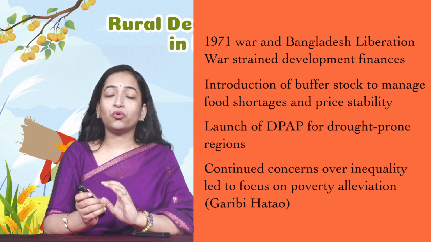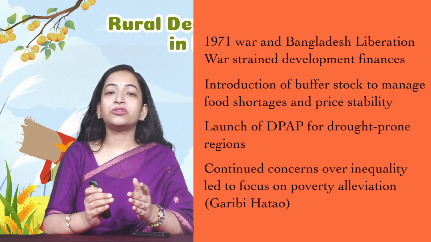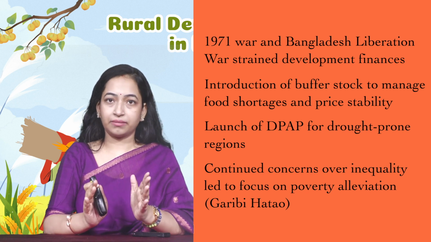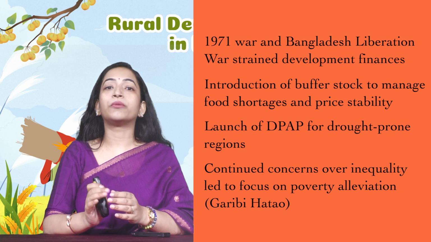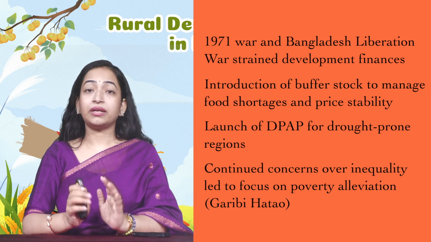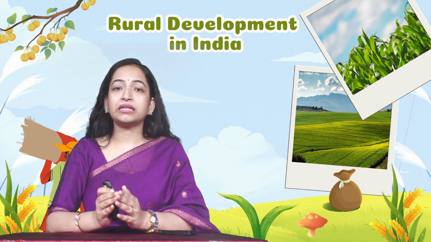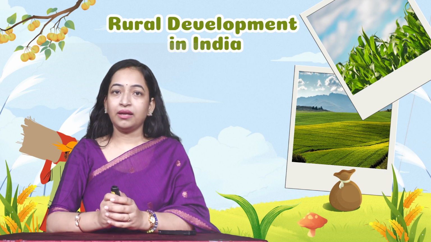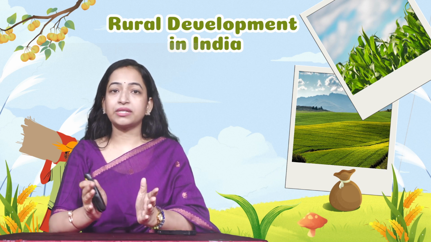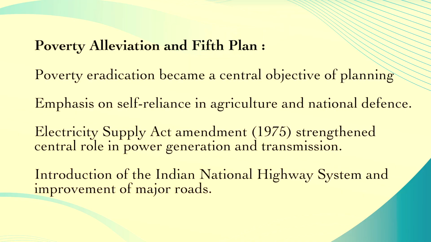Here, it is to be noted that while the Green Revolution improved agricultural productivity, concerns of distributive justice persisted. And this led to a growing emphasis on poverty alleviation, symbolized by the political slogan Garibi Hatao, that is, remove poverty. For the first time, poverty eradication was recognized as a central objective of planning, and it shaped subsequent policy discourse and public debate, which was taken up in the fifth five-year plan. It also prioritized achieving self-reliance in both agricultural production and national defense.